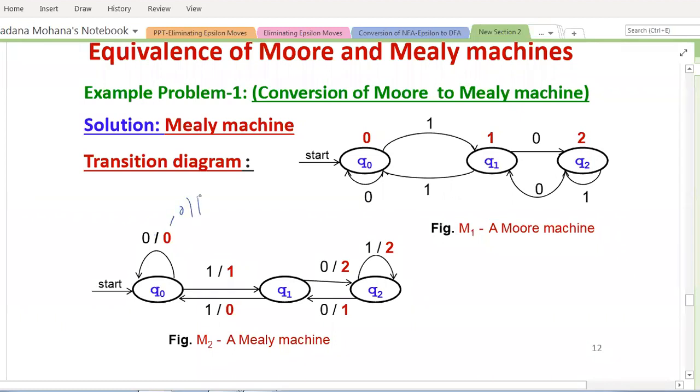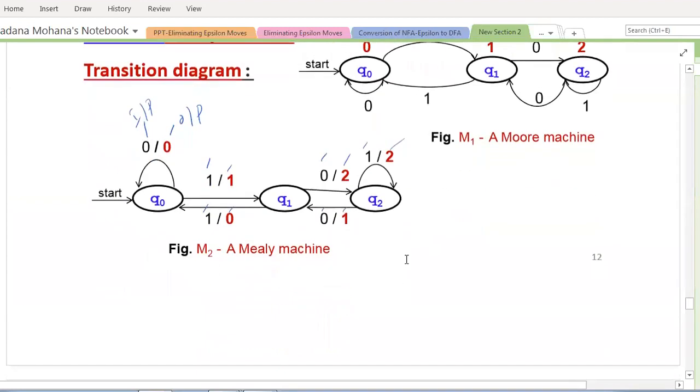So this is the output for Q naught state on input 0. Now this is the input. Then Q naught on input 1, the output is 1. Then Q1 on input 0, output is 2. Then Q1 on input 1, output is 0. Then Q2 on input 0, output is 1. Q2 on input 1, output is 2. See, the transitions, the states, initial state, everything is the same. Only in place of a common output, now different outputs are added here. So that is the difference between Moore and Mealy machine. Now this is our equivalent Mealy machine.